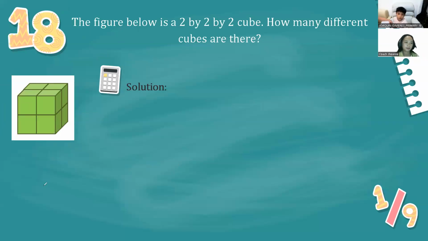Number 18. The figure below is a 2 by 2 by 2 cube. How many different cubes are there? So here, this is the cube, a 2 by 2 by 2 cube. As I said earlier, a cube has how many faces? 6. Okay, very good. A cube has 6 square faces. So in this figure, we have a 2 by 2 by 2 cube.